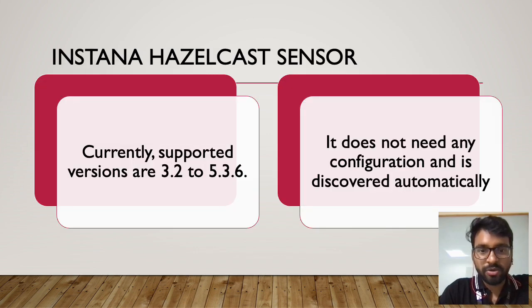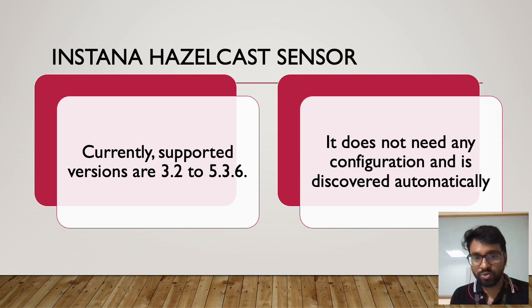Now, let us look into what the Instana Hazelcast sensor is all about. Currently, Instana supports monitoring Hazelcast from version 3.2 to 5.3.6. The Instana Hazelcast sensor is an auto-configurable sensor, which means you do not need to mention anything in the configuration.yaml file. Hazelcast is automatically detected when you run the Instana agent.